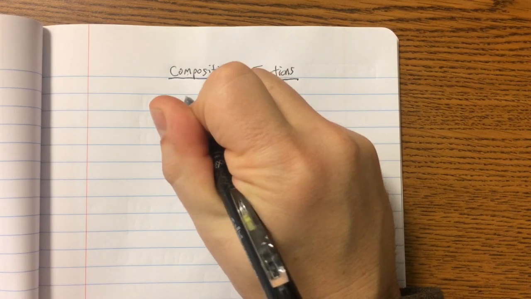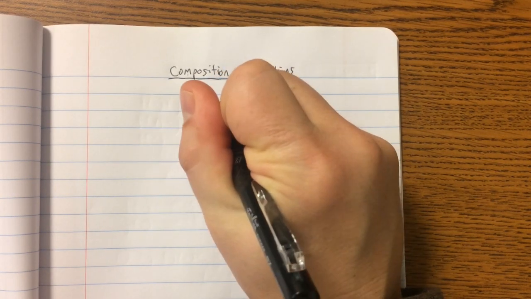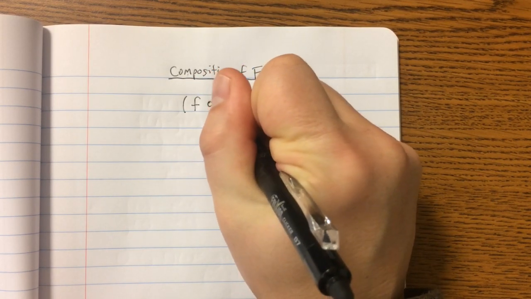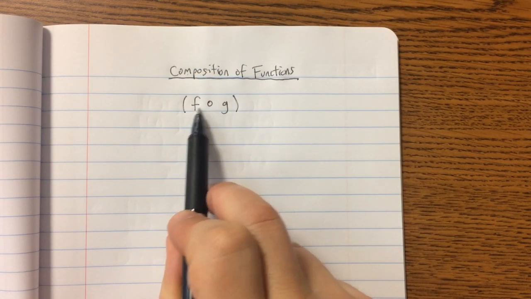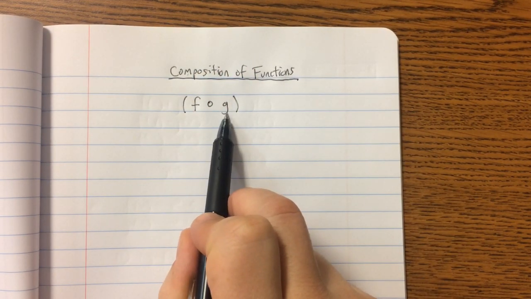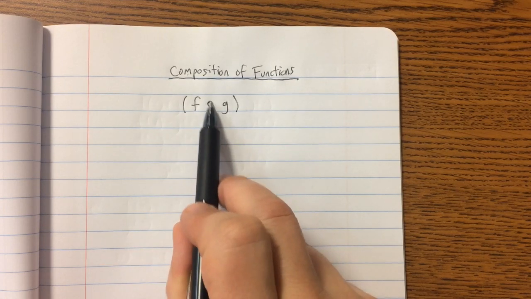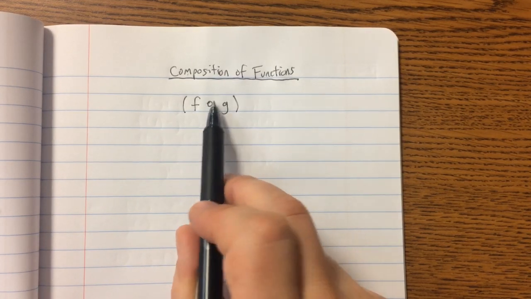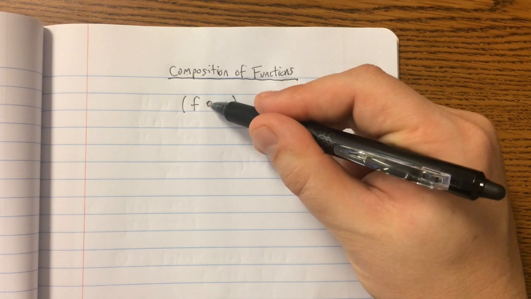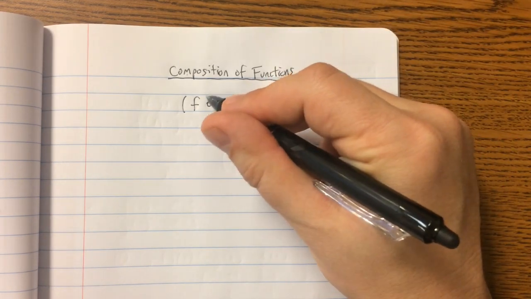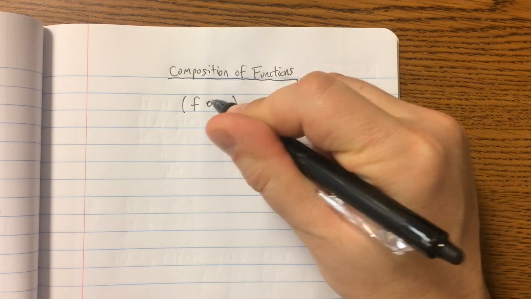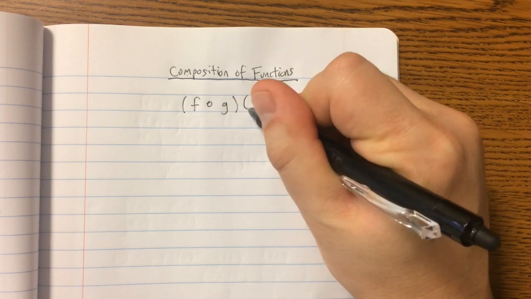So the notation goes something like this. F, and then you'll have a little circle, G. This open circle means composed with. So F composed with G. You might just read this as "fog", but this is actually not an O. It's just an open circle, sort of aligned in the center of what you're writing, between the top and the bottom lines. So F composed with G of X.